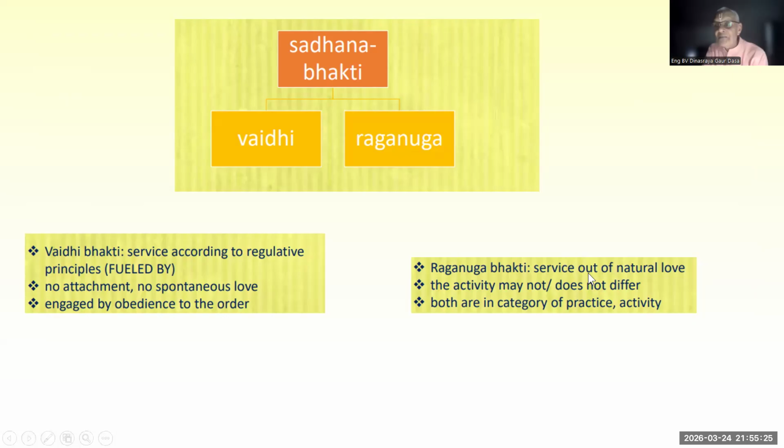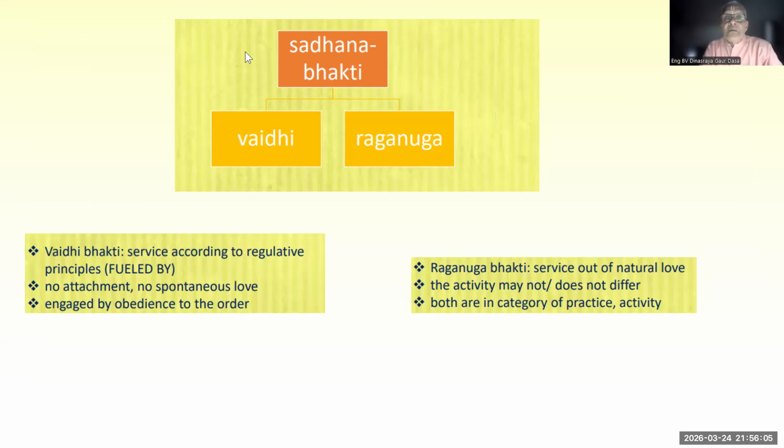So Raganuga bhakti is service out of natural love, because we have developed natural love to attend Mangala Arati, to do 16 rounds of chanting or more. The activity may not differ. The activity may be anything, not only devotional activity. Our activities in the material world, whatever we are doing, small things, are all directed out of love for Krishna, and both are in the category of practice or activity. So this is the end of this presentation. We come to an end.